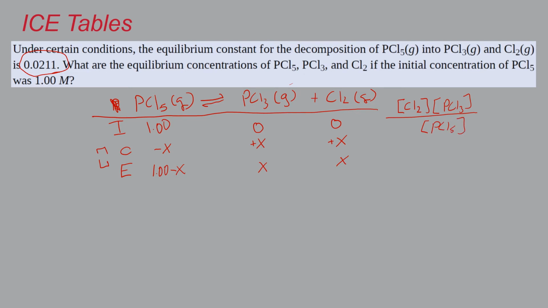Now, in our symbol speak, this is going to be x times x, or x squared, over 1 minus x. And this is equal, numerically, to the equilibrium constant, 0.0211. And from here on in, the chemistry is done. It's just algebra. And let's see, this can be an exercise in algebra here.